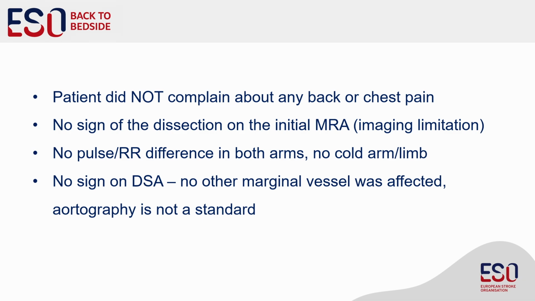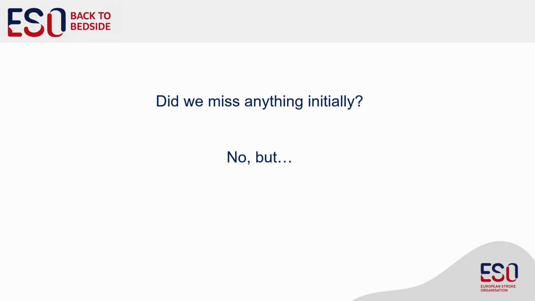There were no signs of aortic dissection on DSA, because no other vessel was affected by the dissection, and the aortography, the imaging of the aortic arch itself, is not a standard step in mechanical thrombectomy or any other intervention from the neurointerventional point of view. So did we miss anything initially?